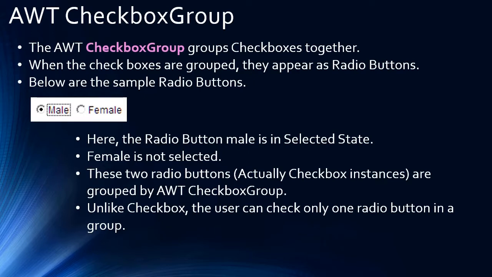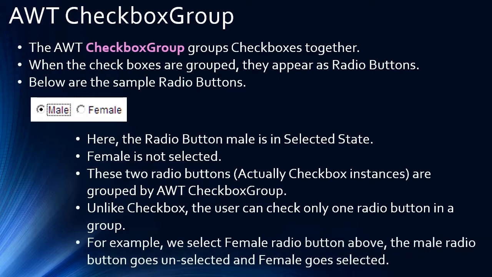Let us say that this gender type is a radio button group, and both the checkboxes male and female are grouped in a single checkbox group, and the group name is, let us say, sex or gender. Since the two checkboxes are grouped, you can select only one radio button here. Once you select a radio button, the other radio button gets deselected. For example, the currently selected radio button is male. If you select the female radio button here, the male radio button gets unselected and female gets selected.